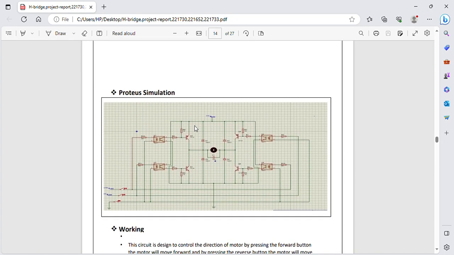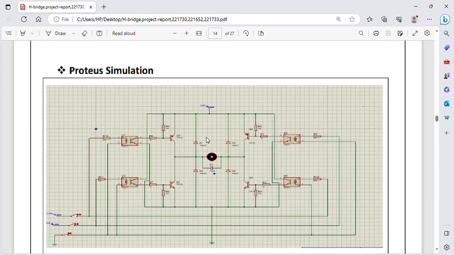Then moving next to the Proteus simulations. Here the main course comes.